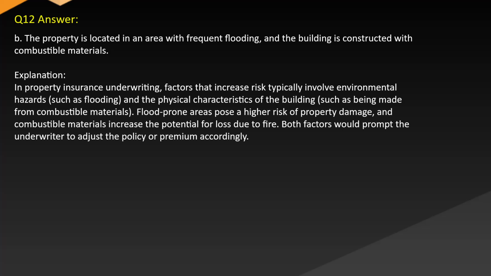Answer: B. The property is located in an area with frequent flooding and the building is constructed with combustible materials. Explanation: in property insurance underwriting, factors that increase risk typically involve environmental hazards, such as flooding, and the physical characteristics of the building, such as being made from combustible materials. Flood-prone areas pose a higher risk of property damage, and combustible materials increase the potential loss due to fire. Both factors would prompt the underwriter to adjust the policy or premium accordingly.